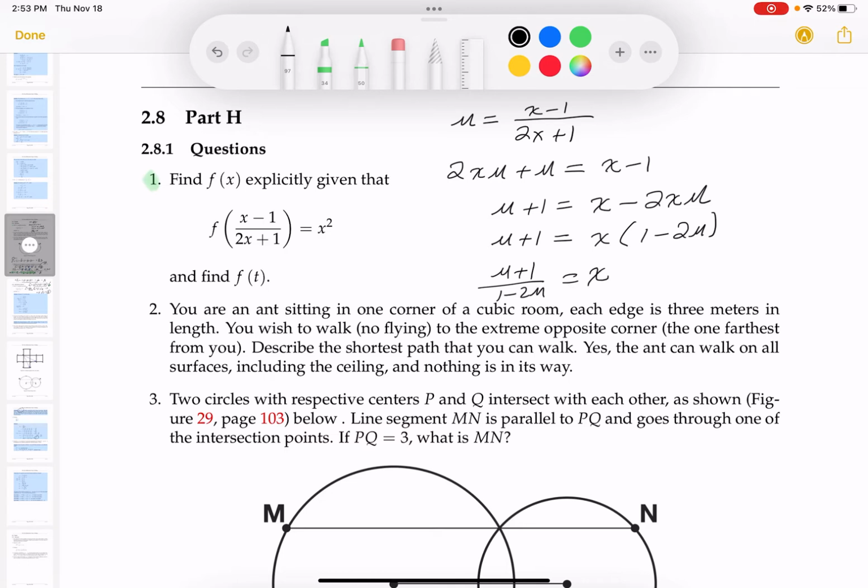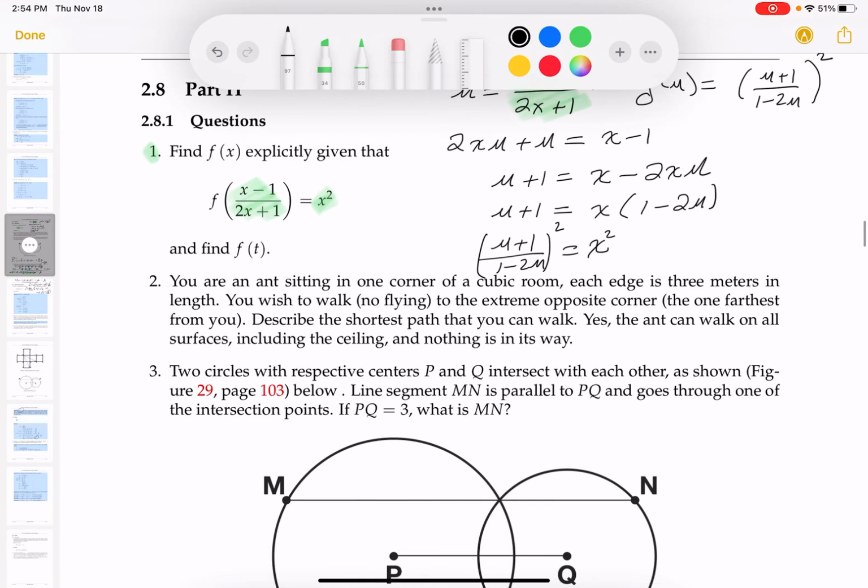Someone said, what did you just accomplish there? Well, I made things a little bit simpler. I'm looking at the x now, and I know this, but not fully. I'm going to write this down now. What's x squared equal to? It's equal to this. So f of u is equal to x squared. What's that going to be? U plus 1 over 1 minus 2u, and that's going to be squared.